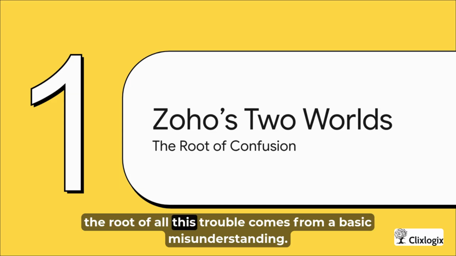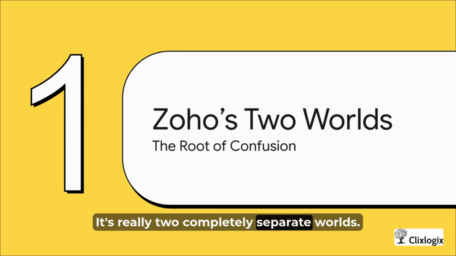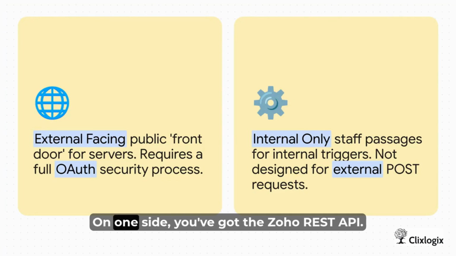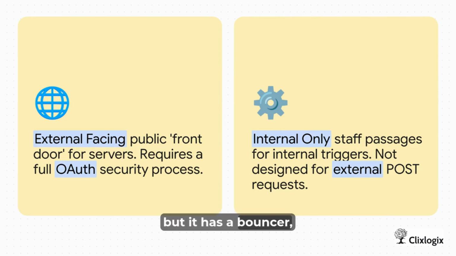Well, the root of all this trouble comes from a basic misunderstanding of how Zoho is built. You see, it's not one single system, it's really two completely separate worlds. On one side, you've got the Zoho REST API. Think of this as the public front door. It's built for outside systems to talk to, but it has a bouncer, a full OAuth security process.